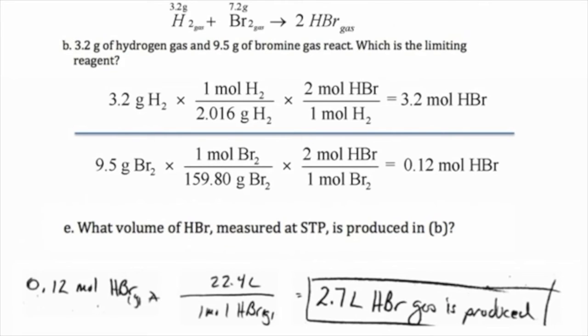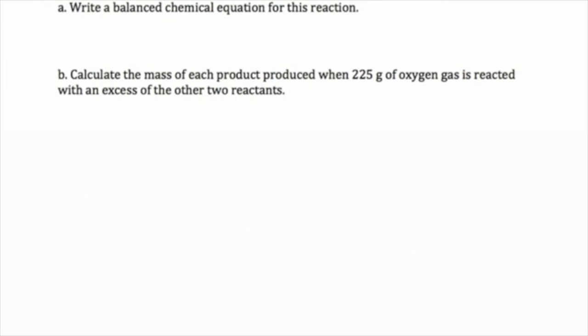The theoretical yield for this reaction under these circumstances is 0.12 moles of hydrogen bromide gas. Using the conversion factor that 1 mole of any gas, including hydrogen bromide, has a volume of 22.4 liters at STP, results in an answer of 2.7 liters of hydrogen bromide gas being produced. Try answering the next problem on your own and come back and check your answer once you have it.